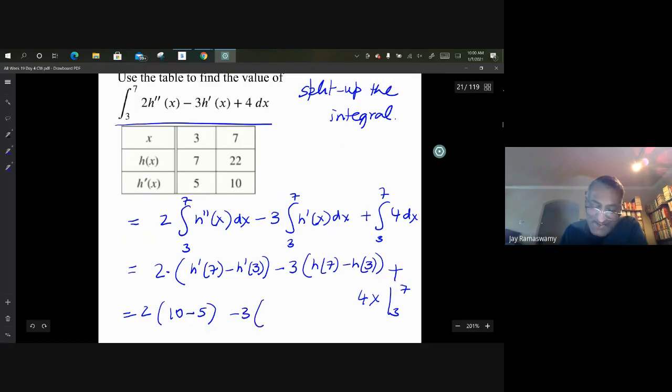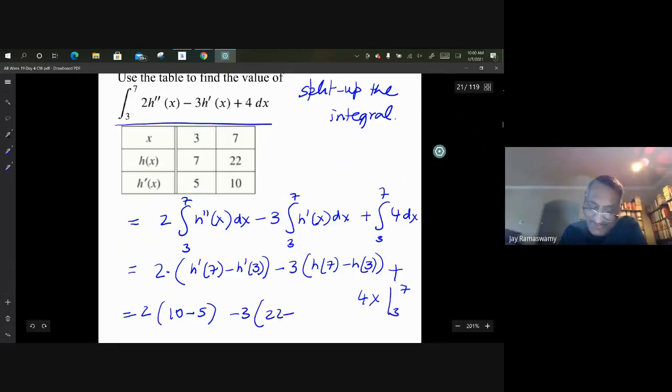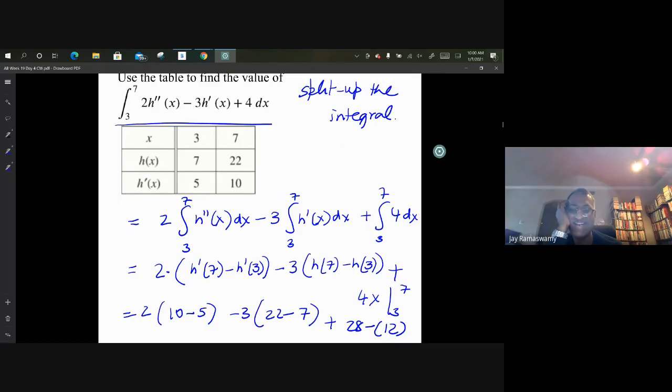What's h of 7 given to me? 22. Minus 7. Plus. Okay, now we are plugging in the upper limit. 4 times 7, 28. Minus 12. Ta-da! Was that stupidly simple? Yep. Okay, so I was showing you how to apply net change using a table of values, and that's okay.